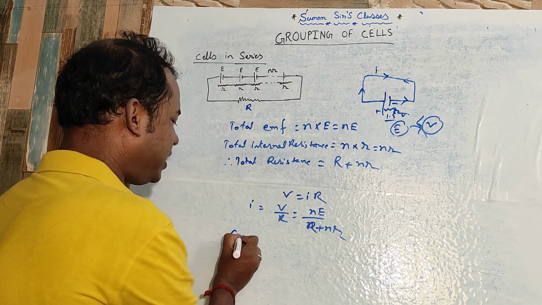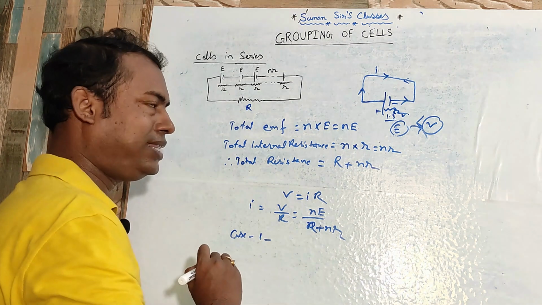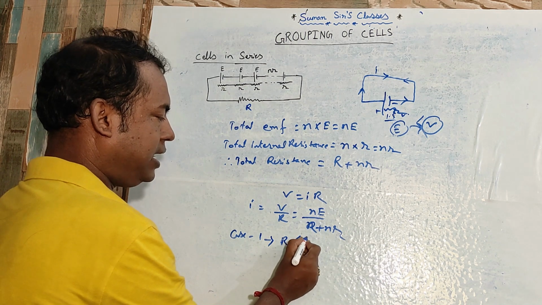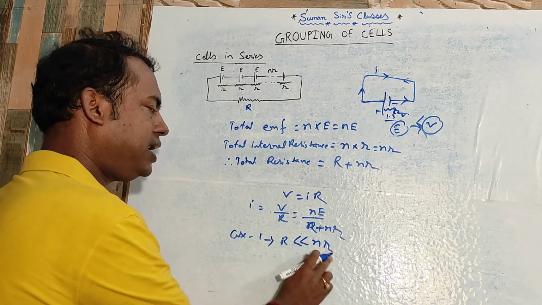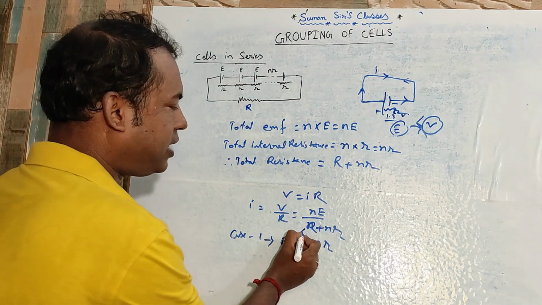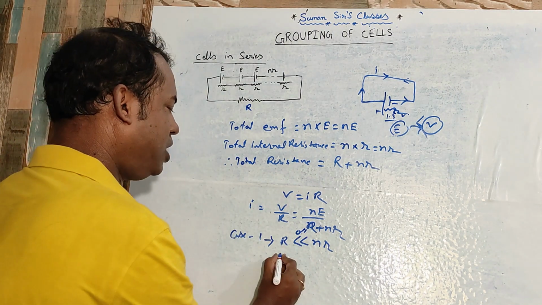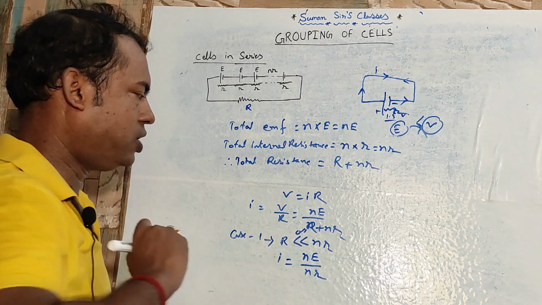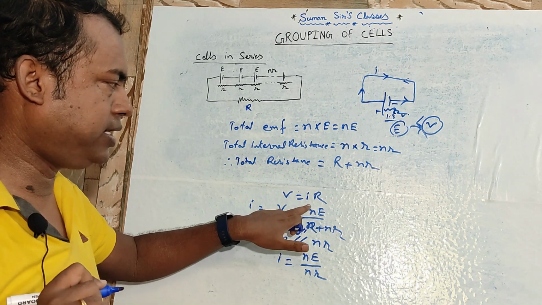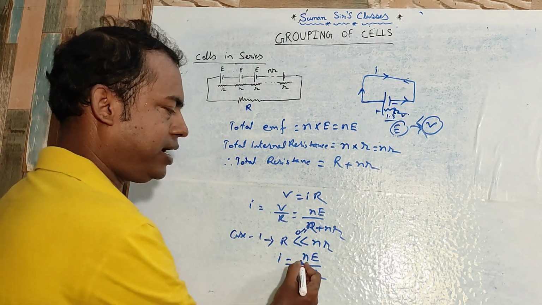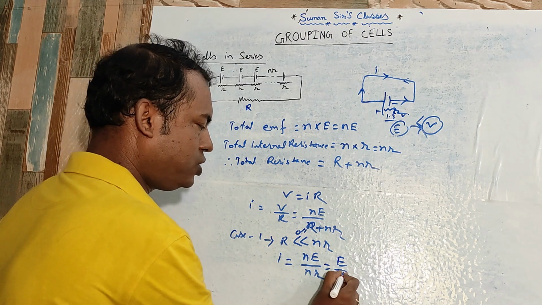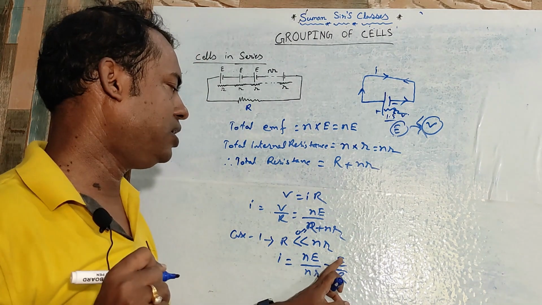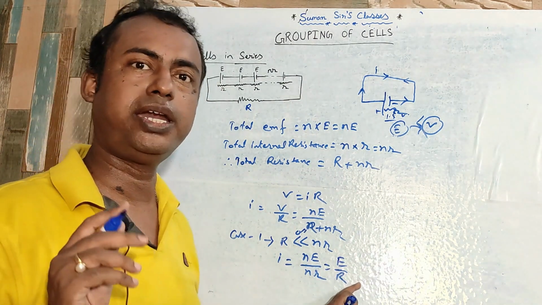The first one is case 1. That means when R is less than nr, we neglect R. Then I can be written as nE by nr, because R is zero. Here n cancels out, so I equals E by r. Just check it out: in this case, current I equals E by r. n is not included in this case.